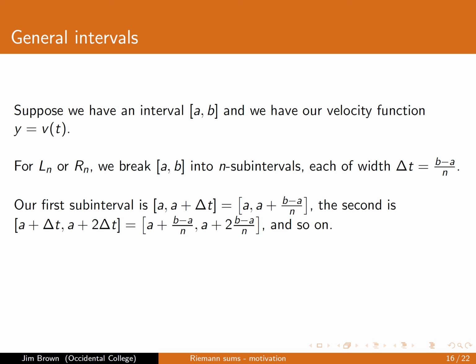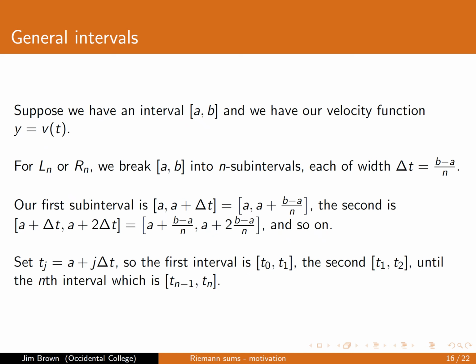So our first subinterval is going to start at the left edge at a, and then we're going to make that interval delta t wide. So we go to a plus delta t. We could also write that as a comma a plus b minus a over n. Now the second subinterval is going to start where the first one ended. So it starts at a plus delta t. And then since we want that to have a width of delta t, we're going to add another delta t to that. So we have a plus 2 delta t. We can rewrite that as a plus b minus a over n, comma a plus 2 times b minus a over n. And we can continue to do that for the rest of the subintervals.